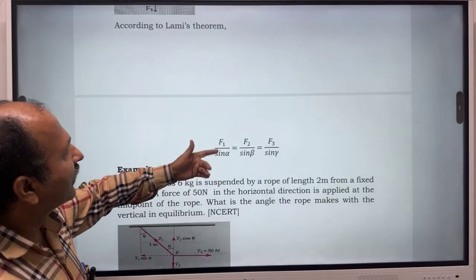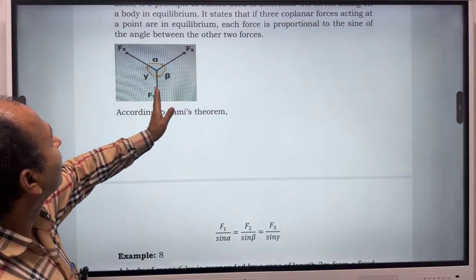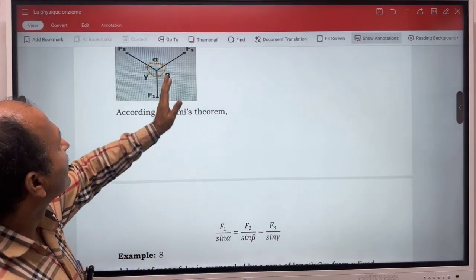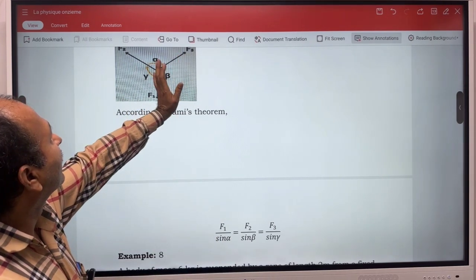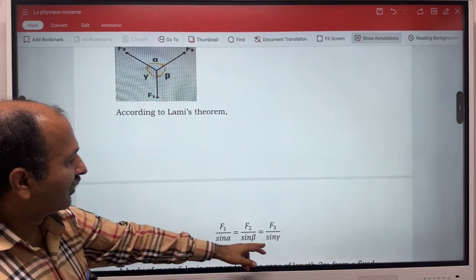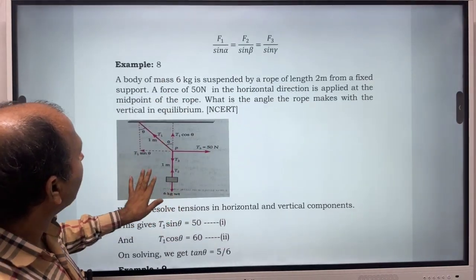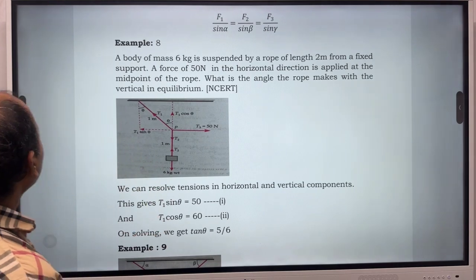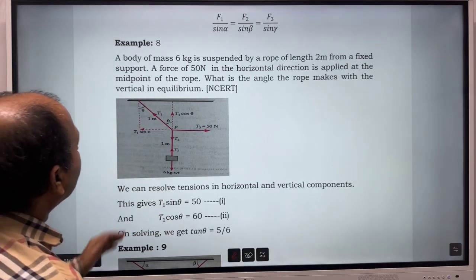Here the same thing is given, F1 divided by sine alpha. In this case, here F1, alpha is in this direction. Similarly, if you are taking F2, then you have to take sine beta. If you are taking gamma, then if the F3 force is taken, then sine gamma. So they are equal. Now, we are going to analyze some questions.